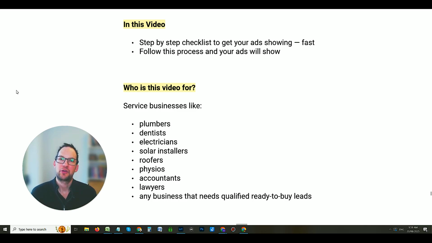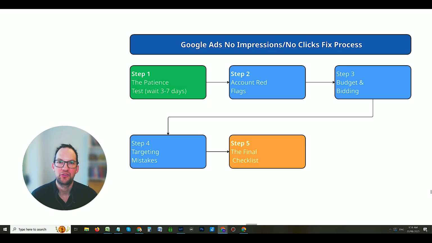But if you're a service business owner, like a plumber, a dentist, electrician, accountant, that sort of thing, then this video is for you. This is the exact process you need to use if your Google Ads has no impressions or no clicks. I'll just run through this process and then we'll go into detail on how to do each step. Step 1 is just patience. Step number 2 is looking for red flags in your account. Step 3 is budget and bidding issues. Step 4 is looking for targeting mistakes. And step 5, there's a final list of things to check.